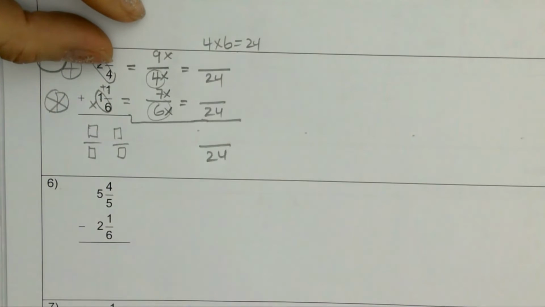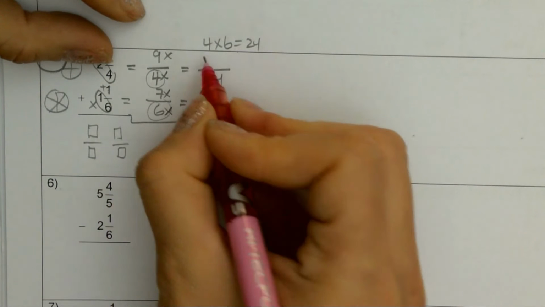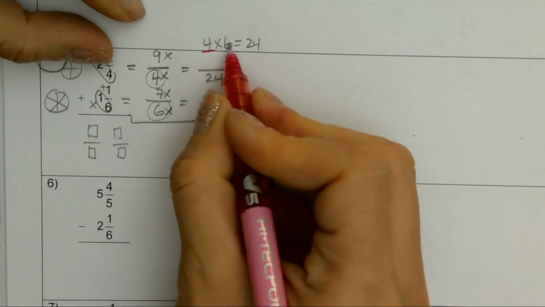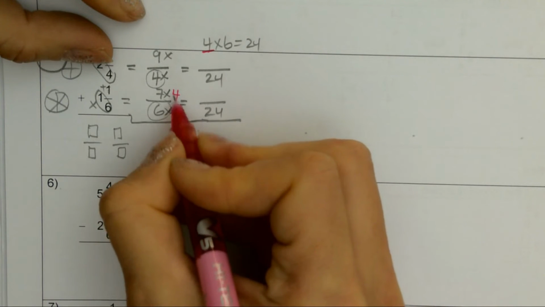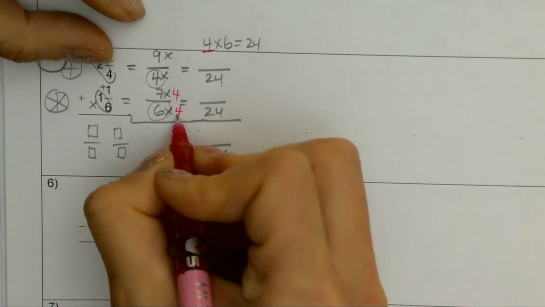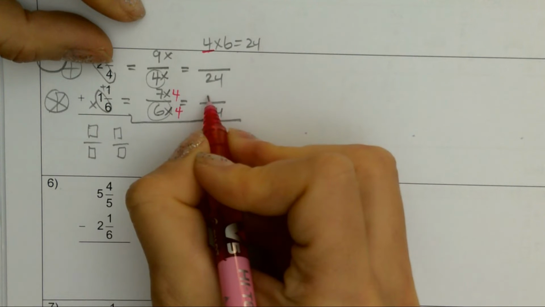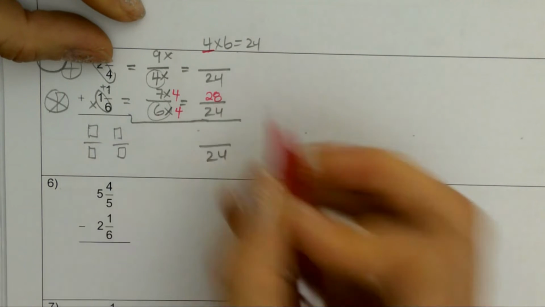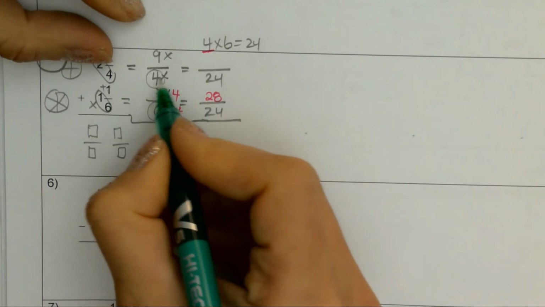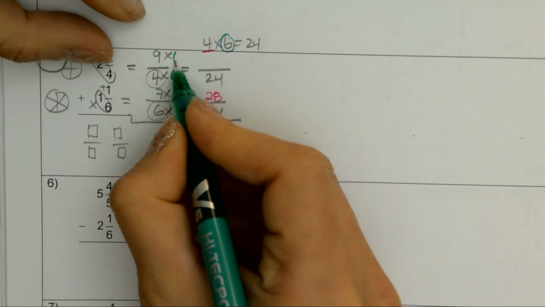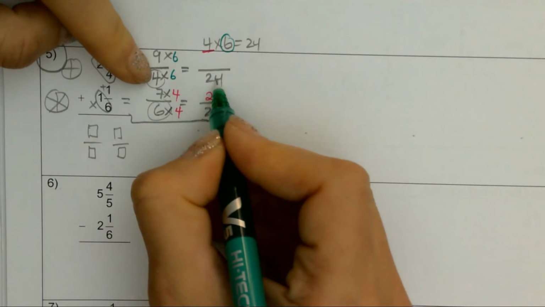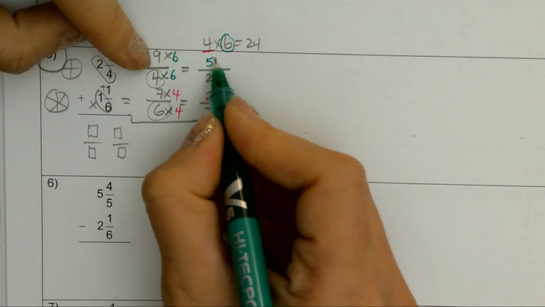6 times what is 24? Well, 6 times 4 is 24. So we always use the same numbers for the same fraction. 6 times 4 is 24. 7 times 4 is 28. 4 times what is 24? 4 times 6. Same numbers. 4 times 6 is 24. 9 times 6 is 54.